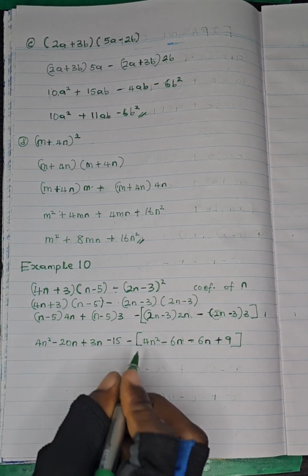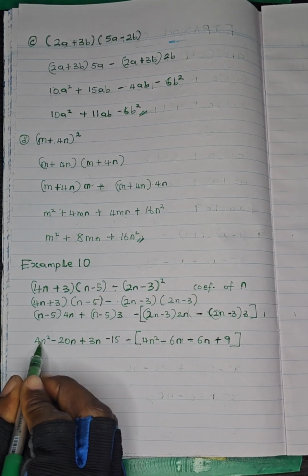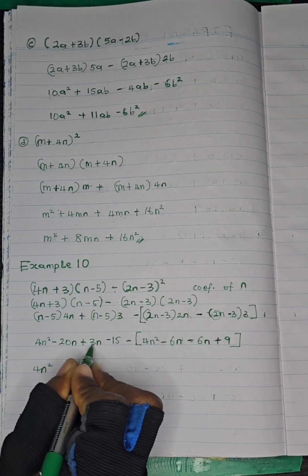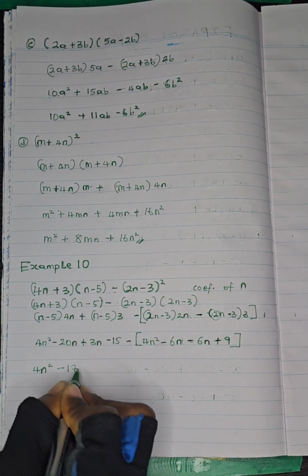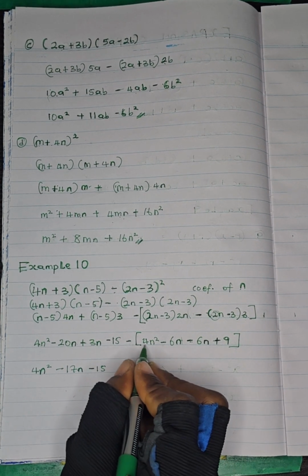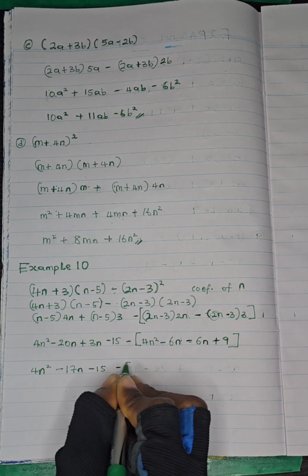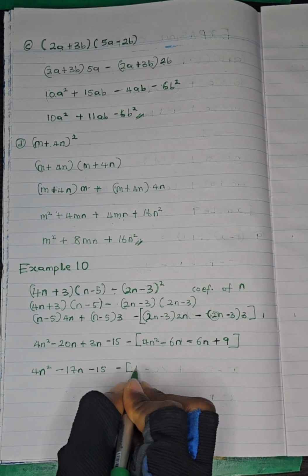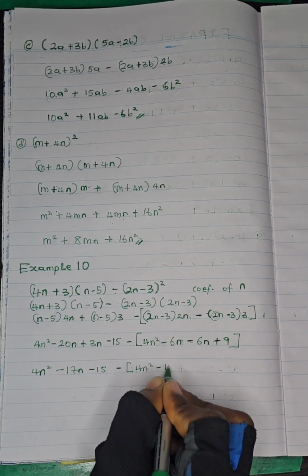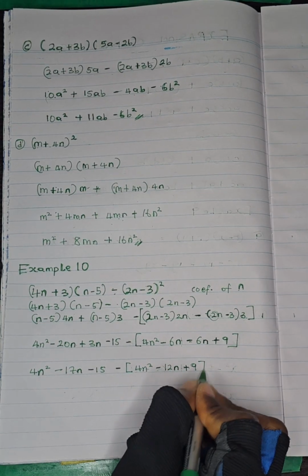So the next thing we are going to do now is expand from here. 4n squared minus 20n plus 3n is what? Minus 17n, minus 15. Then we expand this. Okay, we have minus. Let me still leave it inside the bracket. 4n squared minus 6n is what? Minus 12n plus what? 9.